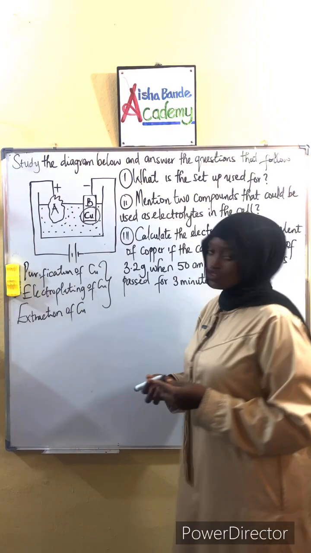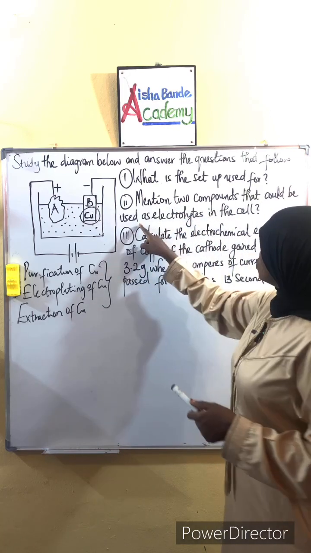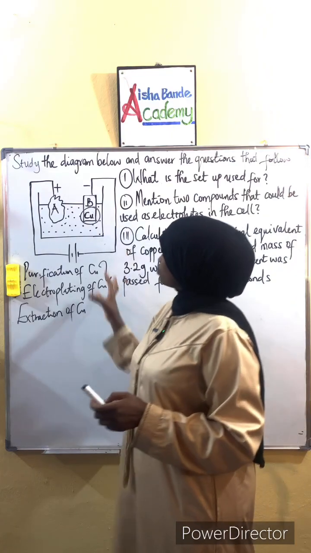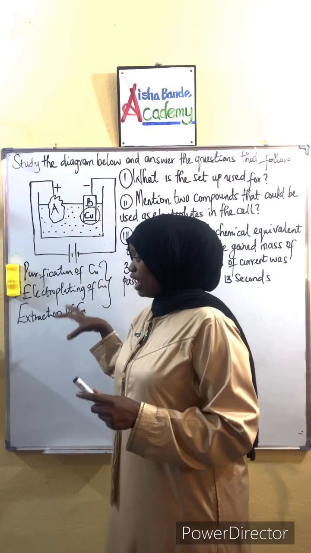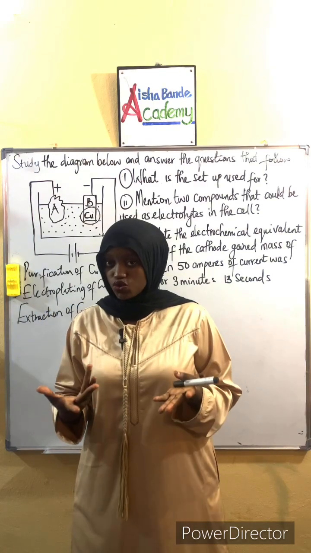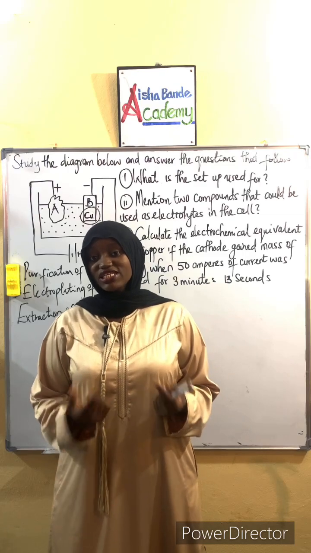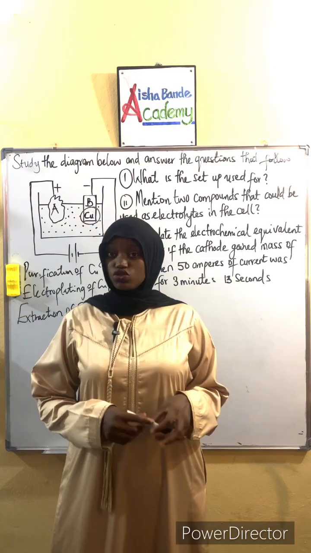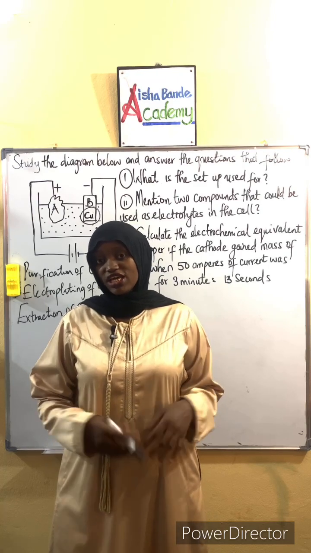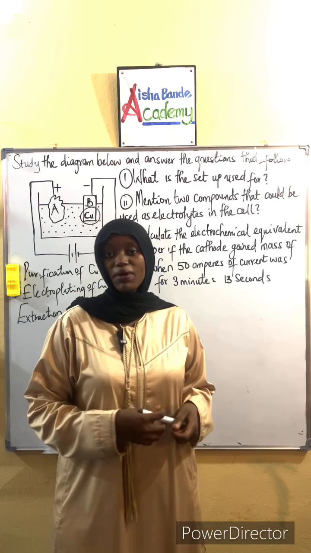Okay, so moving on to the next question, it says mention two compounds that could be used as electrolytes in the cell. Before I answer this question, I would love to explain what we mean by the term electrolytes. An electrolyte is a compound which conducts electricity and is decomposed in the process. You know that electrolytes conduct electricity by the movement of ions. Electrolytes also are in form of liquid, as molten compound or aqueous compound.